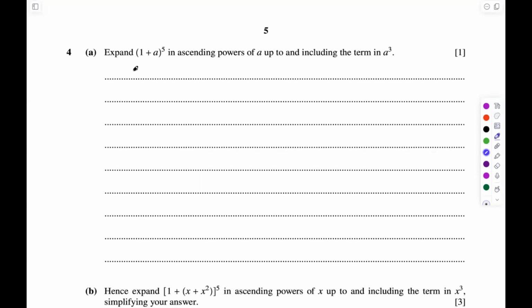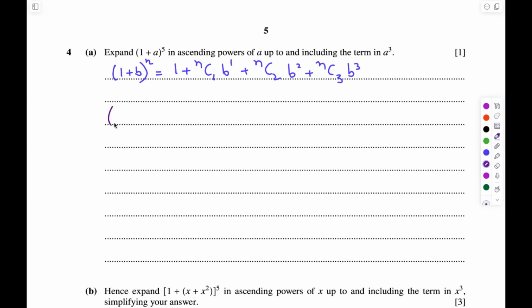In question 4a, we have to expand 1 plus a to the power of 5 in ascending powers up to and including the term in a cube. First, we need to know that the expansion formula for 1 plus b to the power n is 1 plus nC1 b to the power 1, plus nC2 b to the power 2, plus nC3 b to the power 3. And as we just have to give it till a cube, we'll stop at nC3.